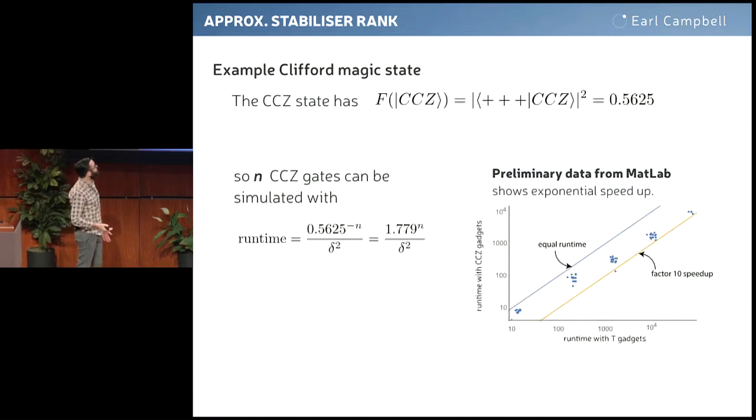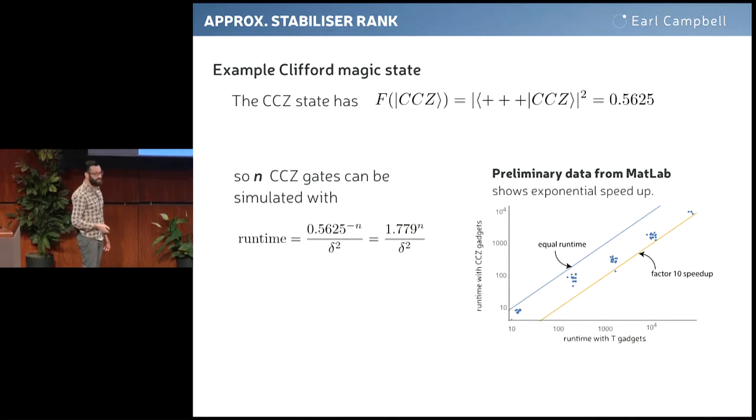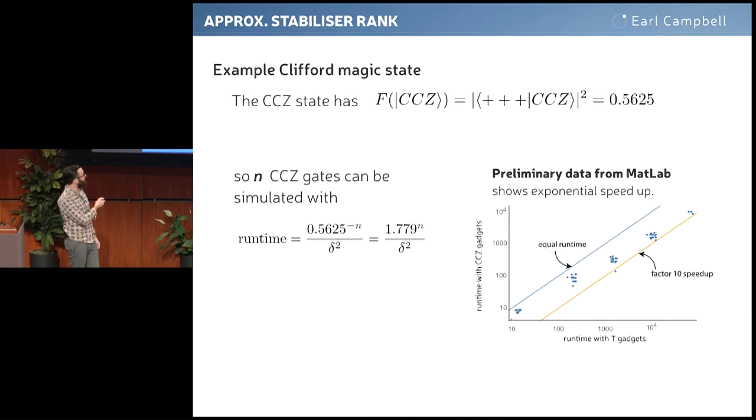So, for example, we can look for the closest stabilizer state to the CCZ state, and we find that one of the closest states is just plus, plus, plus. And this gives us some value for the fidelity. And then we can just invert this, and we get some scaling, which tells us what the overhead is of simulating a circuit with n CCZs. And again, as before, if we, instead of using the CCZ gadget, broke it down into 4 T gates and some Cliffords, then what we would find is we'd get a much worse scaling. So it's better to work with larger segments of circuit.